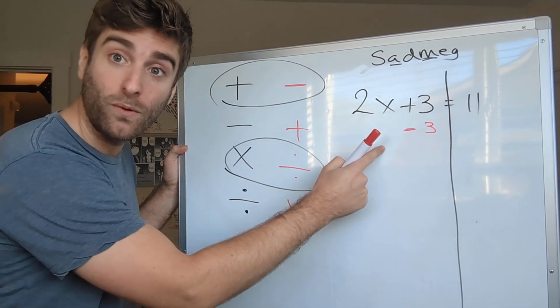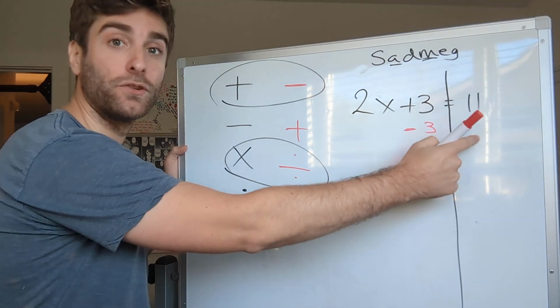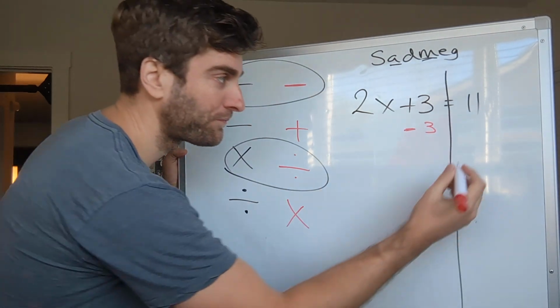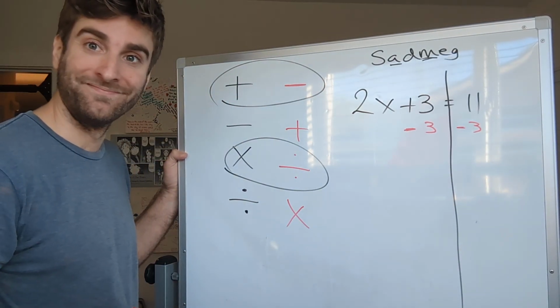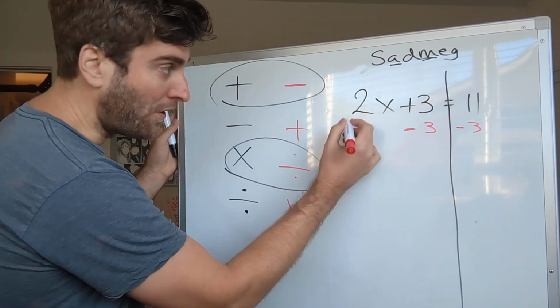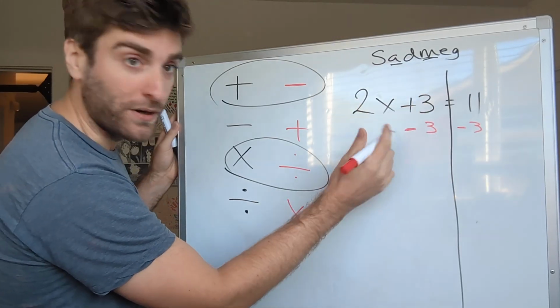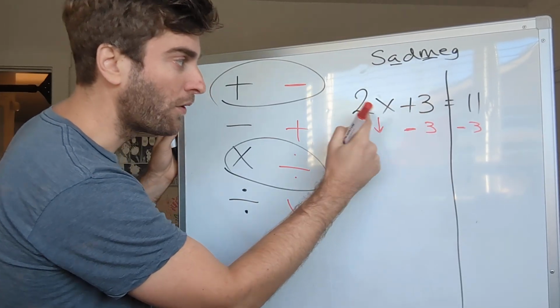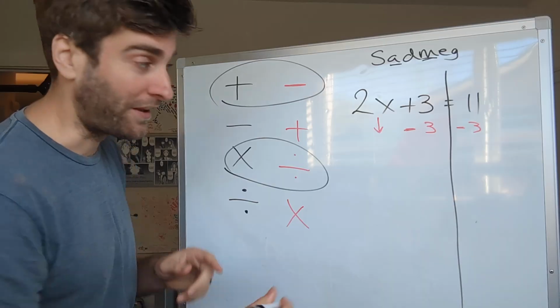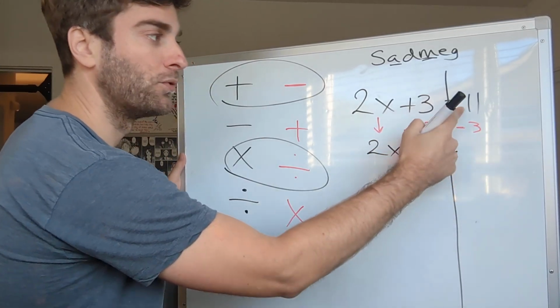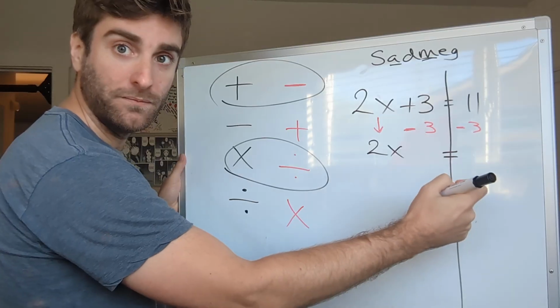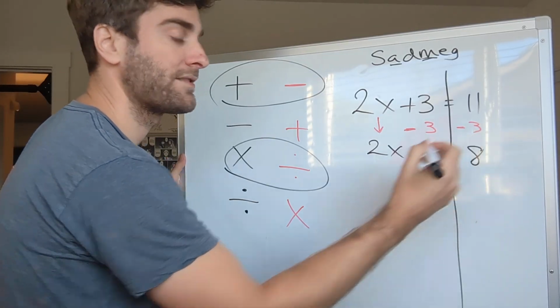But whatever I do on one side, remember, I must do to the other side as well. So I'm going to subtract 3 from both sides. What's left after I take away 3? Well, I can use the little arrow to show this 2x is still there. Nothing's changed. And that's equal to 11 minus 3, which is 8.